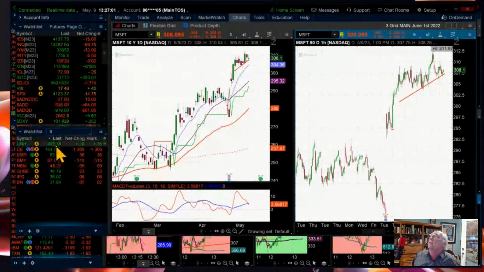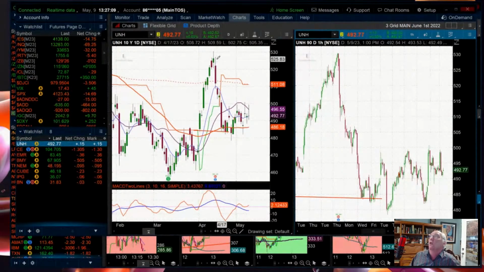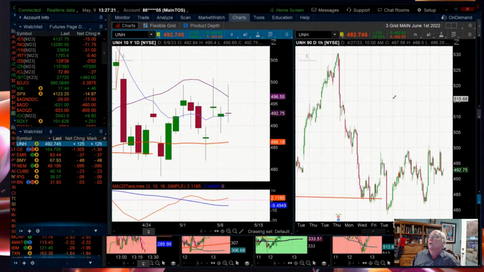So you got all of 8. So let's try. There you go. There's a perfect example for you. UNH has been a monster for a long time, all of April. But look what's going on now. It's overbought with all these dojis. That does not mean to short it. Now it means to go to a 1 hour and wait for your trigger.